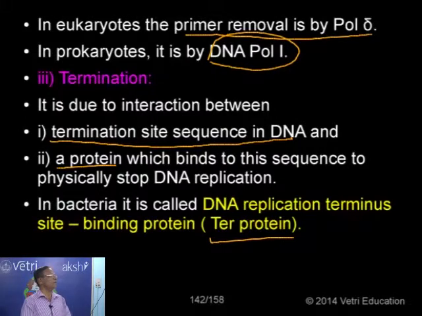Anyway, the replication process comes to an end because of the interaction between the DNA sequence and the protein, both bound together, which physically stops the process of replication. The name of the binding protein in the case of bacteria is DNA replication terminus site binding protein, or TER protein, which binds a specific sequence of DNA.